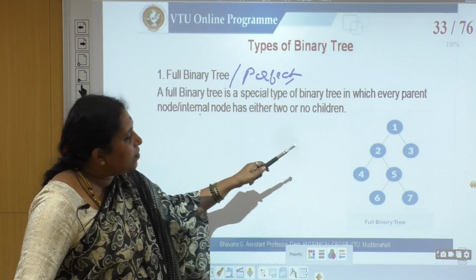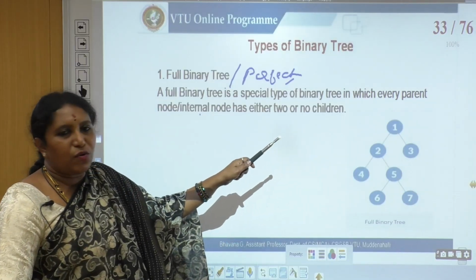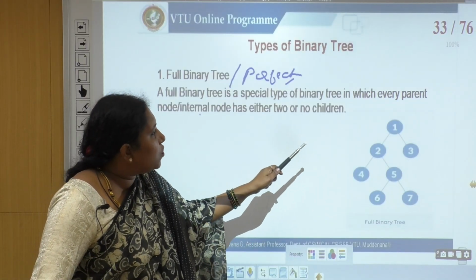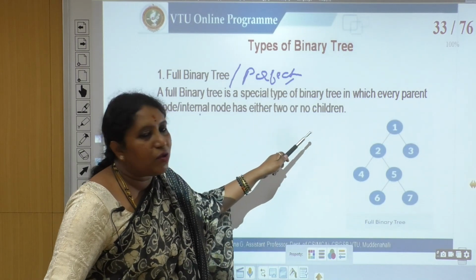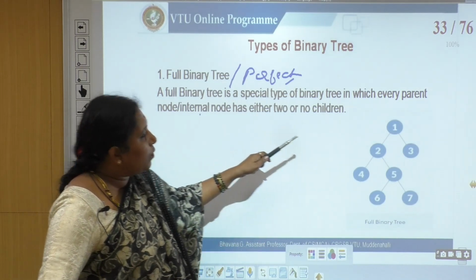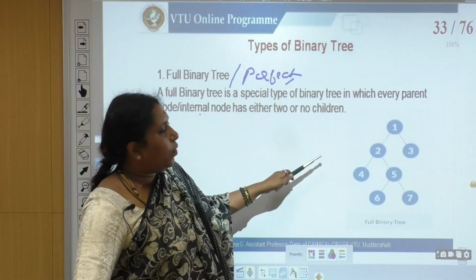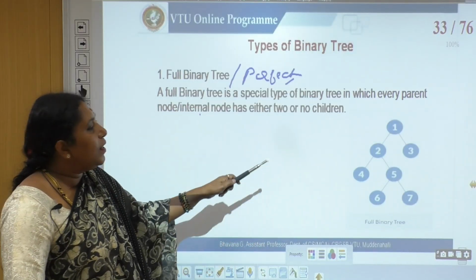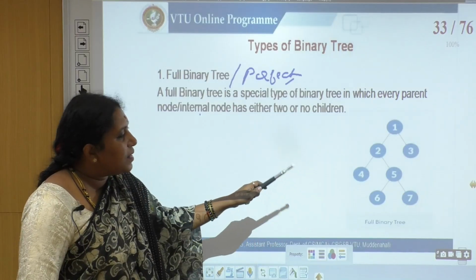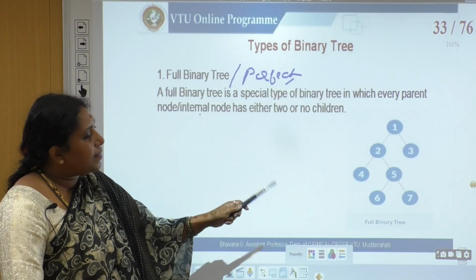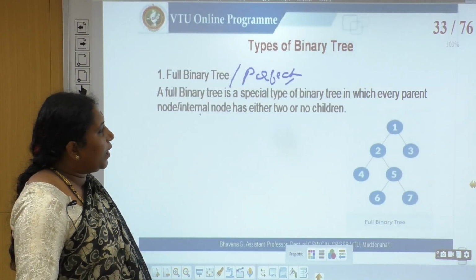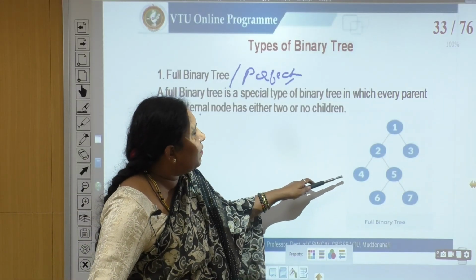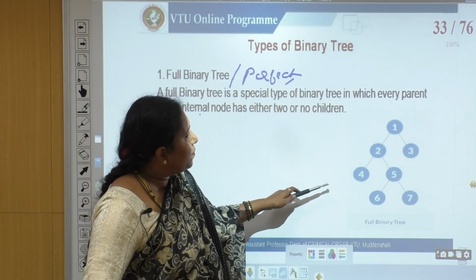So you can see the tree over here. The first is the root node, 2 and 3 are the child nodes. So every node contains either 2 or no children. The first node, 1, has 2 children, that is 2 and 3, 2 has 4 and 5, 5 has 6 and 7 as children. Okay. So this is a full binary tree. So nothing should be left alone. It can have 0 or 2 children.